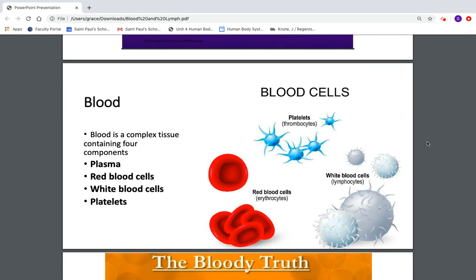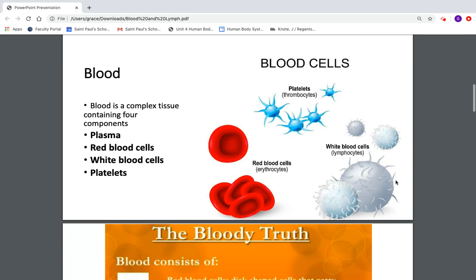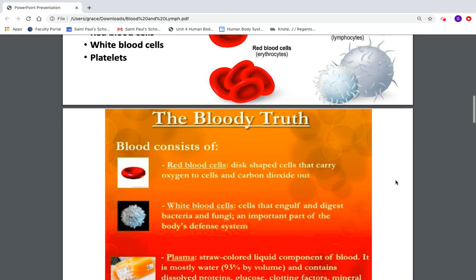The different components of blood include plasma, red blood cells, white blood cells, and platelets. Around 45% of the volume of blood is cells. The rest is plasma. Let's take a closer look.